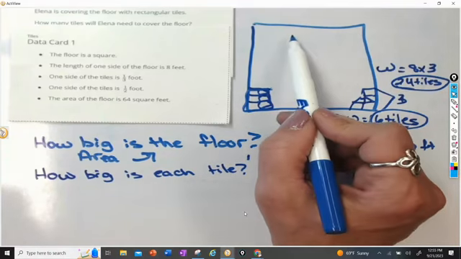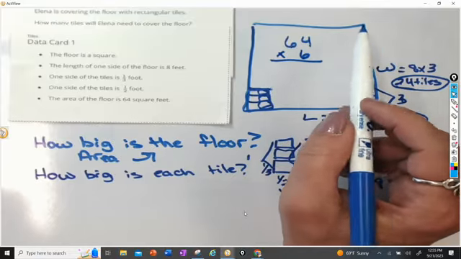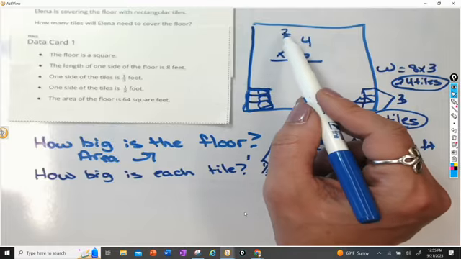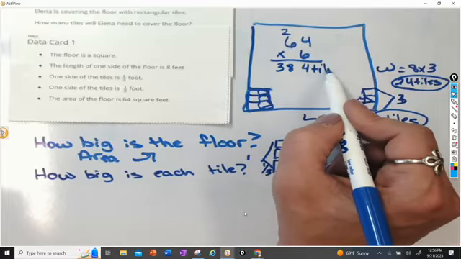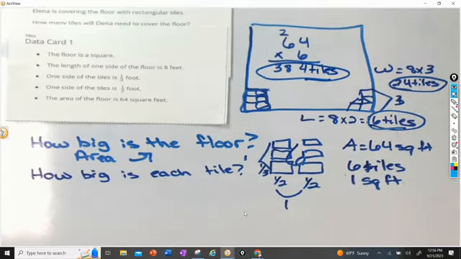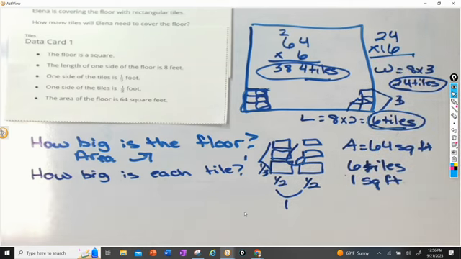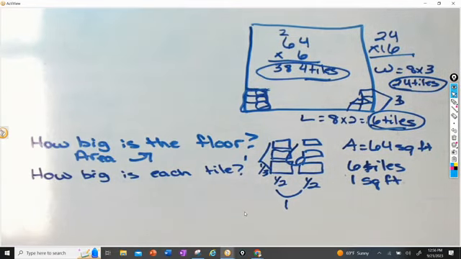Here we go. So I need to cover 64 square feet, and it takes 6 tiles to cover 1 square foot. 6 times 4 is 24. 6 times 6 is 36, 37, 38. So it's going to take me 384 tiles to cover this floor. And I could have found that just as easily by doing 24 times 16. All right? Good job. So I'm going to bring that to my teacher. She's going to check my work, and if it's correct, I get to go on to problem number 2.